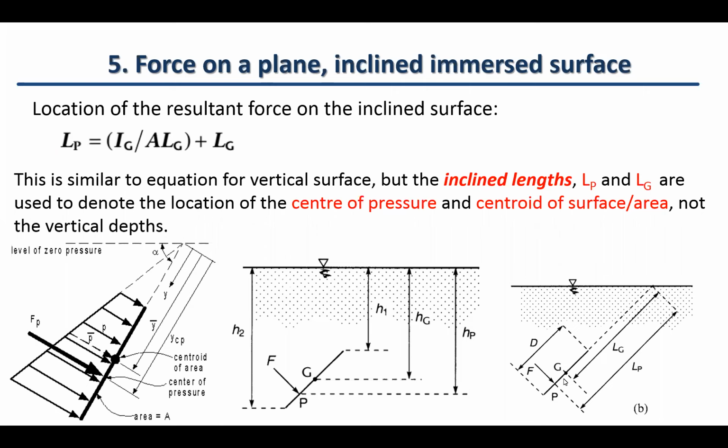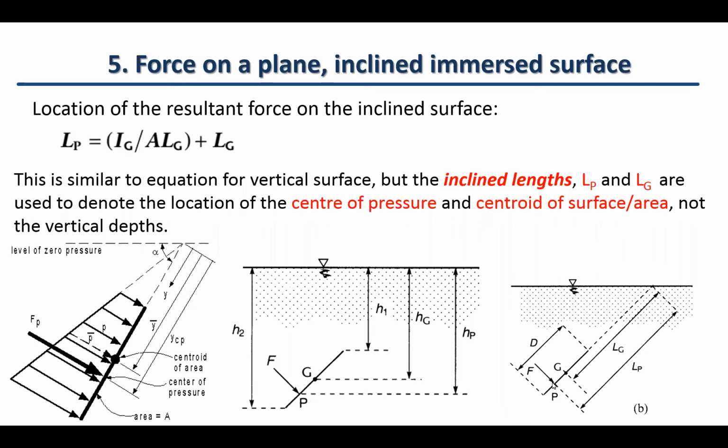So we just need to extend the surface to get to the intersection with the water surface. The inclined length from the centroid to the surface is called LG, which is the one we're going to use in this formula. And also the center of pressure, the point that the resultant force will act on.